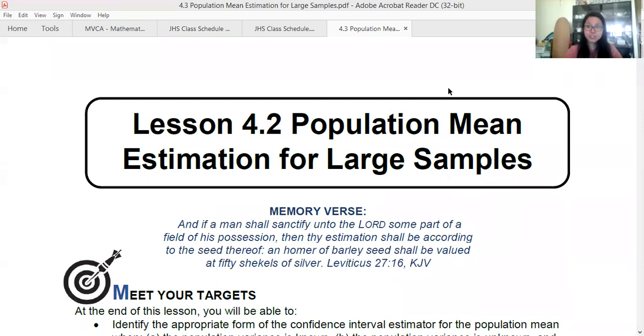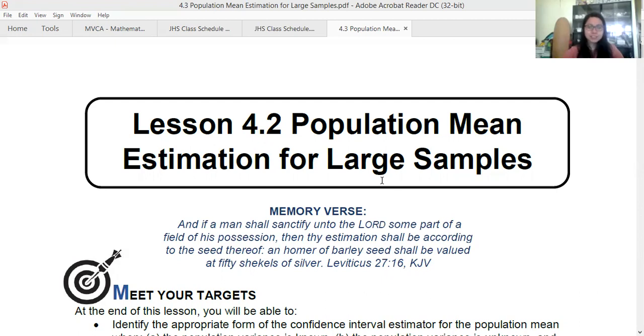And our memory verse today is found in Leviticus 27, verse 16. It says, "And if a man shall sanctify unto the Lord some part of a field of his possession, then thy estimation shall be according to the seed thereof. An omer of barley seed shall be valued at 50 shekels of silver." Now, you see, estimation doesn't only happen in the modern days. Even in the Bible times, estimation is still present.